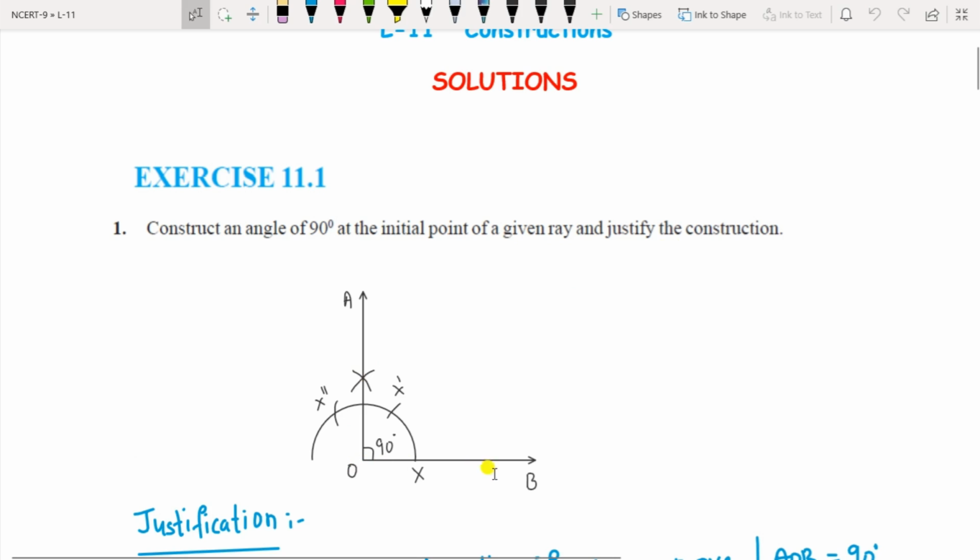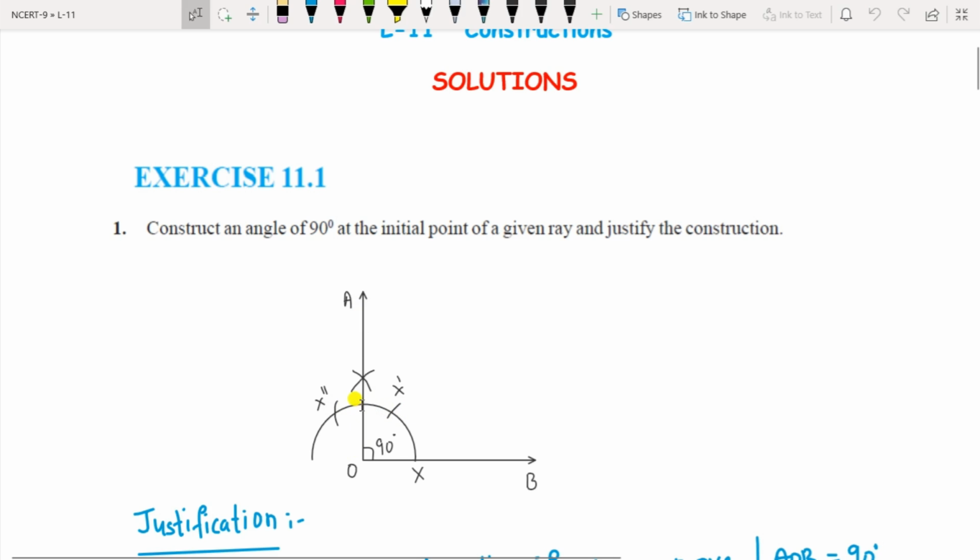So draw the angle 90. As you know, you have to draw a ray here, then take O as a center and with any radius make this semicircle. With the rounder, with the same radius, keep the pointer here and make an arc here, and that will be your point X dash. Then keep the rounder at X dash and take another arc, that will be your X double dash. With the same measurement, draw an arc above this semicircle. Then join this arc with the point O. You will get this OA, that will be your 90 degree.